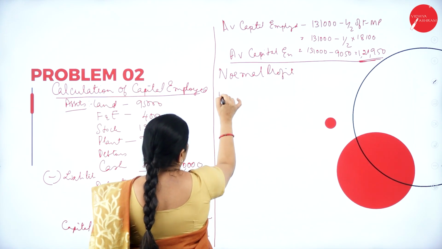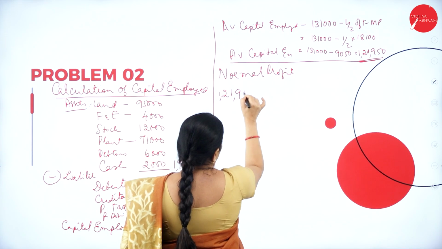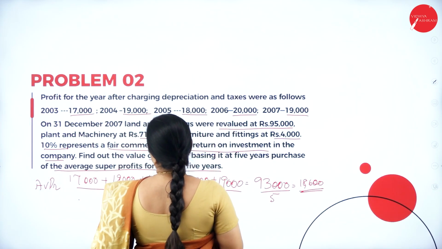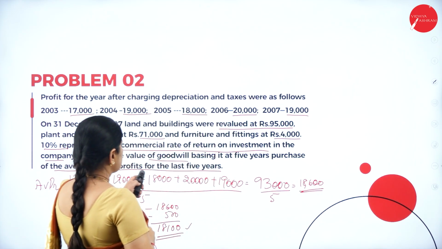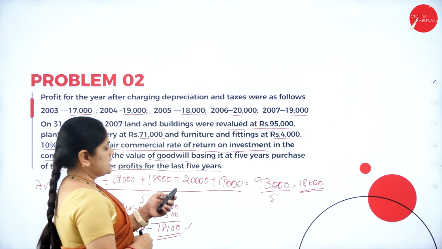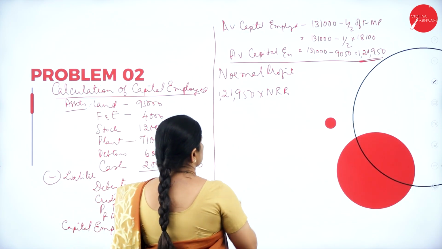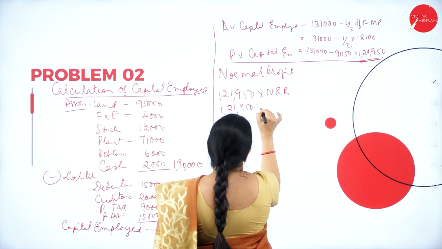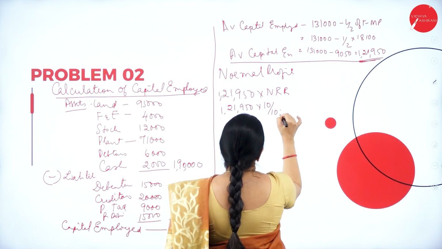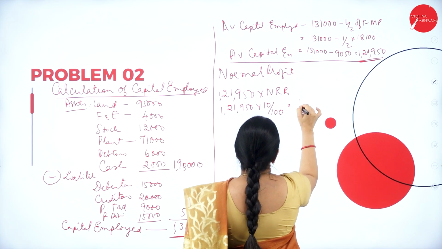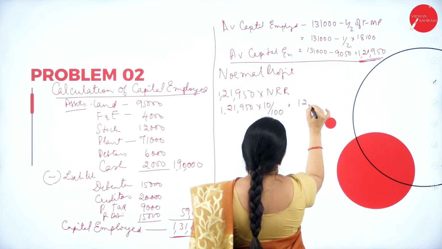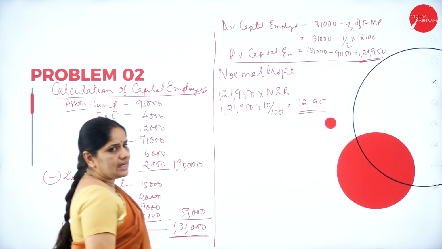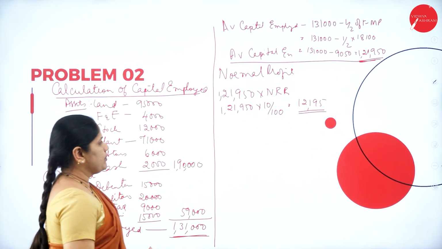So, average capital employed into NRR. Now, what is the NRR given here? So, the NRR is given at 10%. The fair rate of return is 10%. So, this will be 1,21,950 into 10 by 100. So, that comes up to 12,195. So, 12,195 is the normal profit.